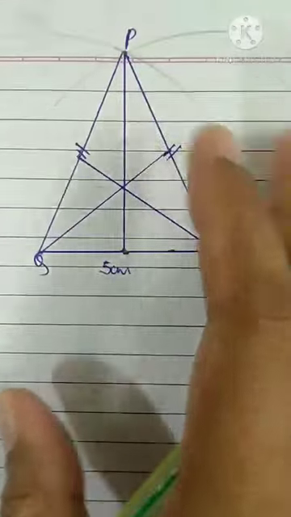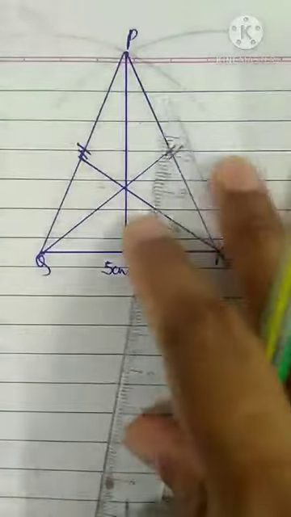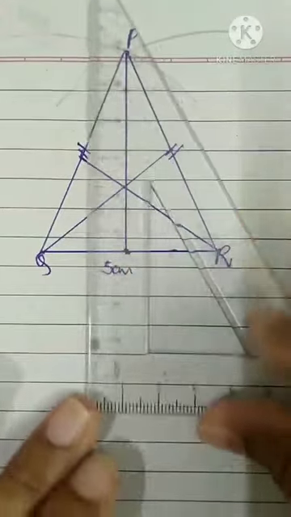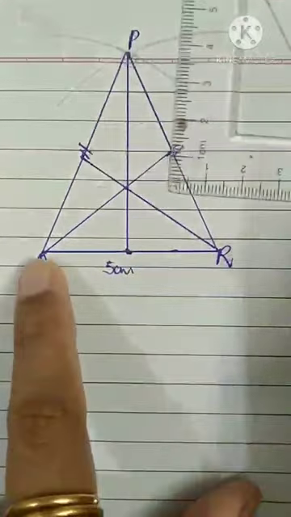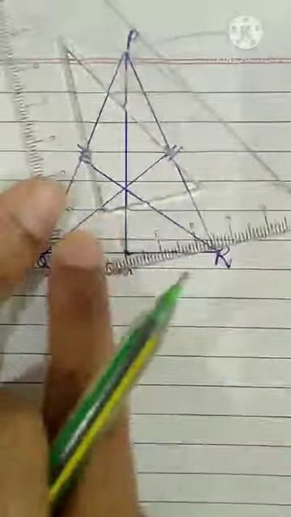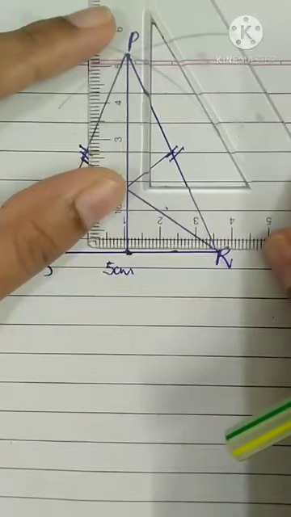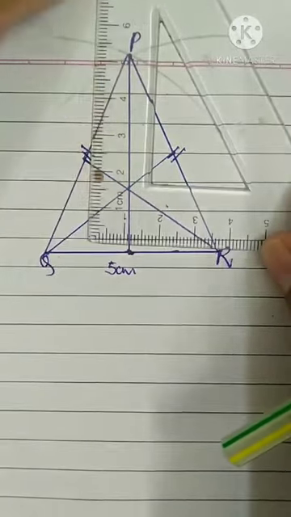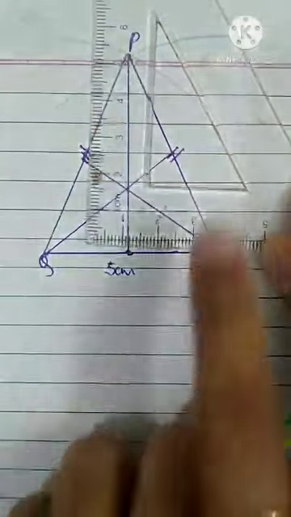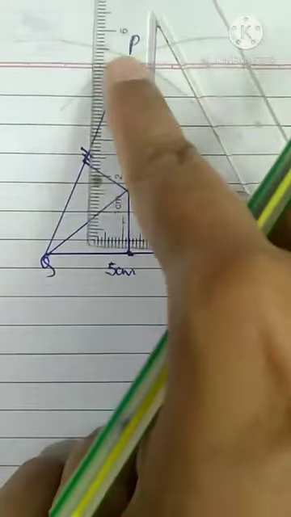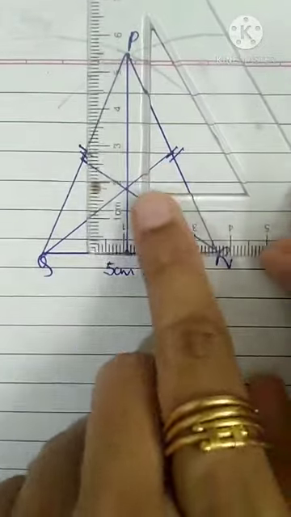Now they are asking us to draw the altitude also. Hope you remember how we did the altitude. How did you do the altitude? For base QR, if you are drawing the altitude, the base of the set square you will keep here, and this part should pass through the opposite vertex. For QR, the opposite vertex is P. So slowly slide.